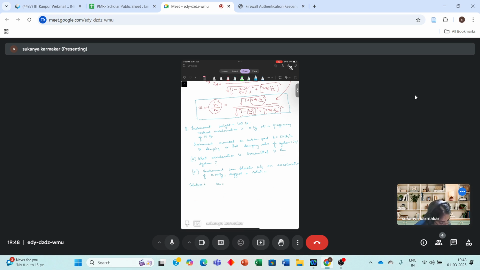So omega n is under root of k by m. Stiffness is 80 pounds per inch. Mass is 100. It's in weight, so convert, divided by 386, that is g in inches per second square, and this you will get to be 17.58 radian per second.